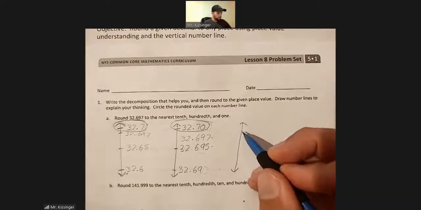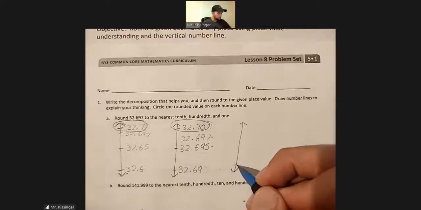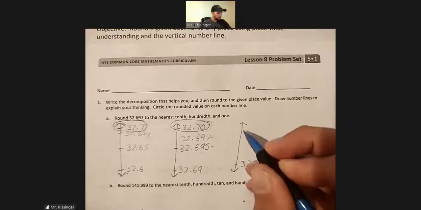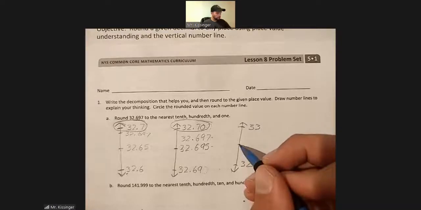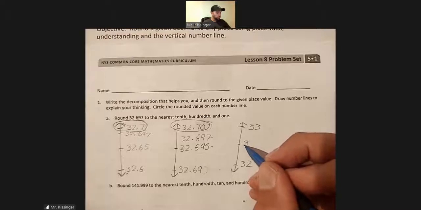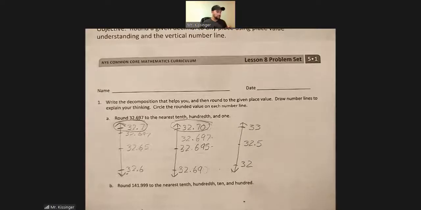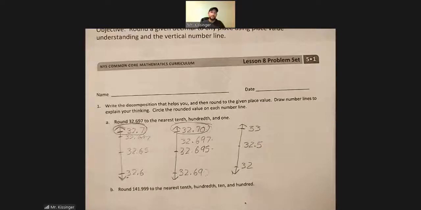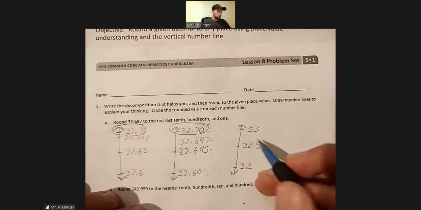So we have, in our ones place right now, it's just 32. And our next one up from 32 would be 33. And what is right in between 32 and 33? Well, that would be 32.5, 32 and a half. Now, is 32.697 greater than or less than 32.5? So is it going to fall between these two numbers or between these two numbers?